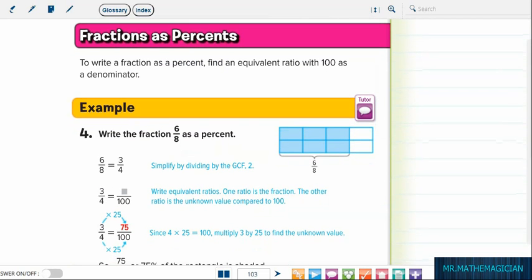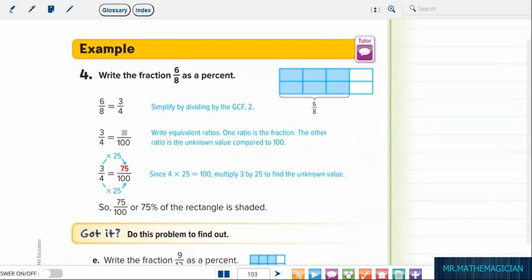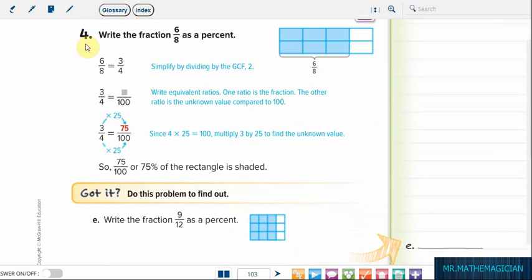Now we need to do the inverse. We will have the fraction and we need the percent. To write a fraction as a percent, find an equivalent ratio with 100 as a denominator. So our aim is to find 100 in the denominator. Like example 4, write the fraction 6 over 8 as a percent. Of course we have here 6 shaded blocks out of 8. So this is just to illustrate what 6 over 8 means.